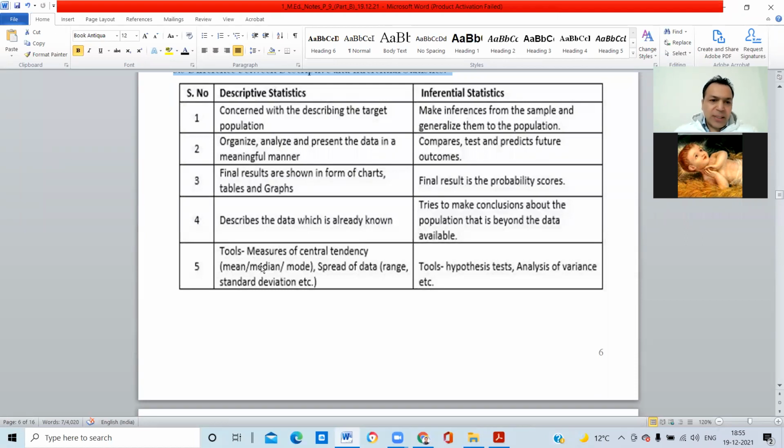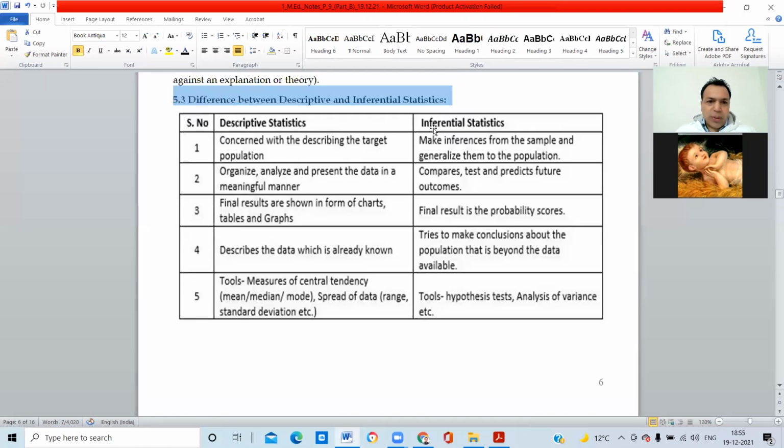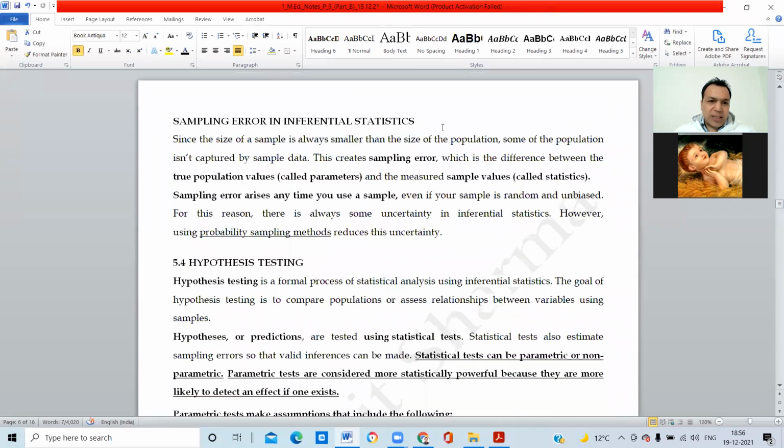Fifth, descriptive statistics tools: measures of central tendency only, right? Under descriptive statistics, we talk about measures of central tendency: mean, median, mode, and spread of data. This we call measures of dispersion. It comes under range and standard deviation, right? But under inferential statistics, we use the tools hypothesis test and analysis of variance, meaning ANOVA. We will discuss further in detail. So this is all about the difference between descriptive and inferential statistics.